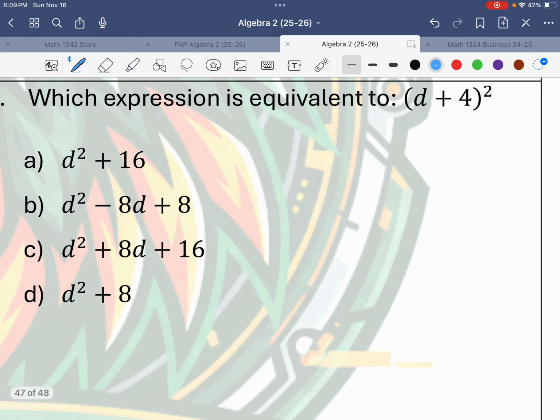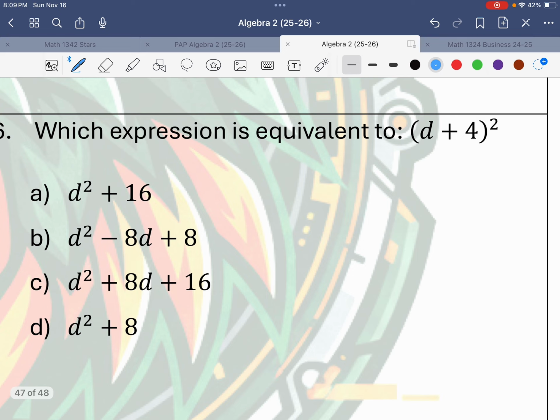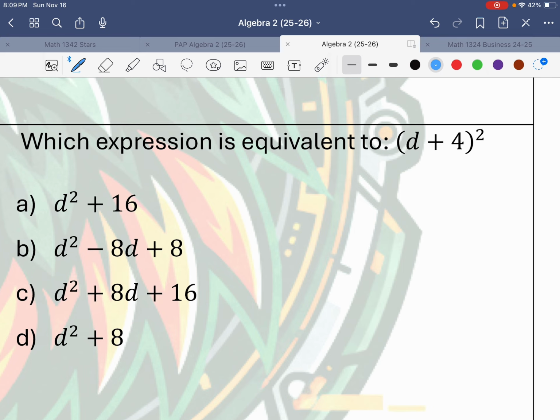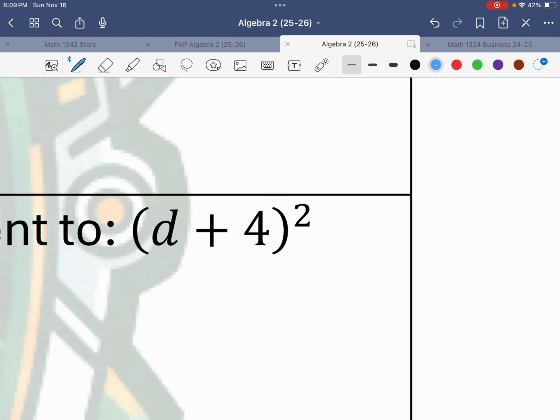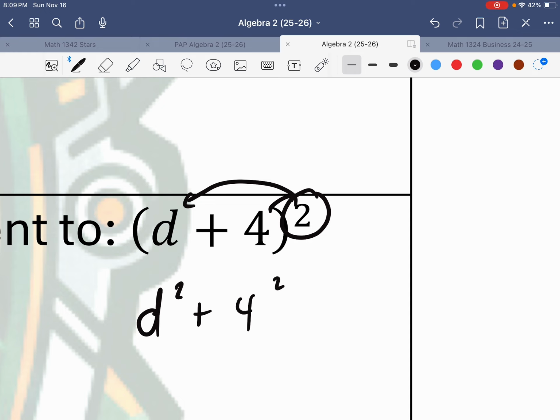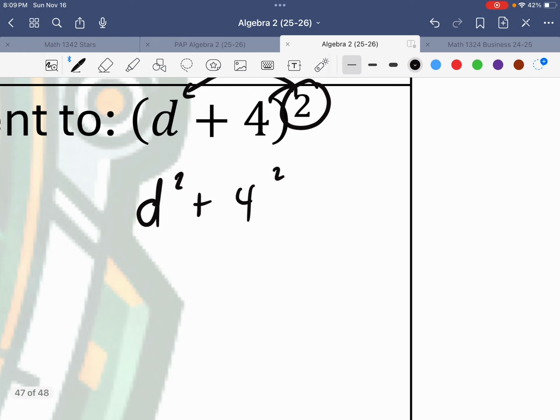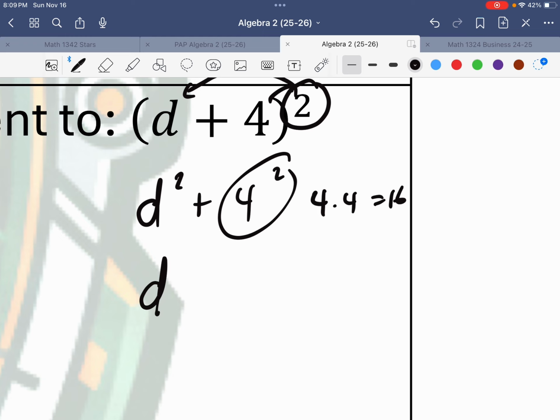Number 5. Which expression is equivalent to d plus 4 squared? Most times, students are going to do this and get it wrong. They're going to say this 2 goes with the letter d, so make it d squared. And then the 2 goes with the 4 to make it 4 squared. And then they're like, I know that 4 squared means 4 times 4 equals 16. And they're going to do d squared plus 16.